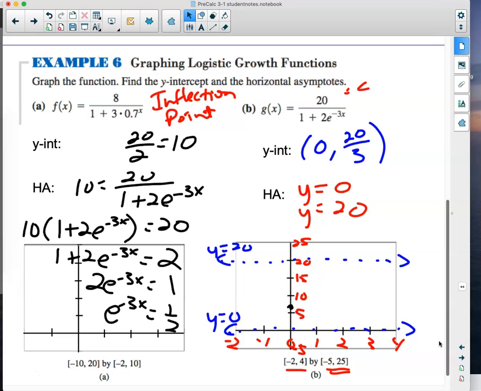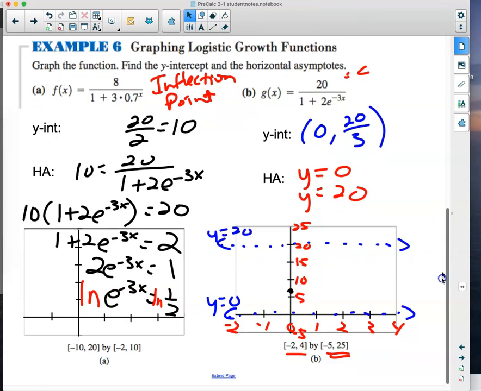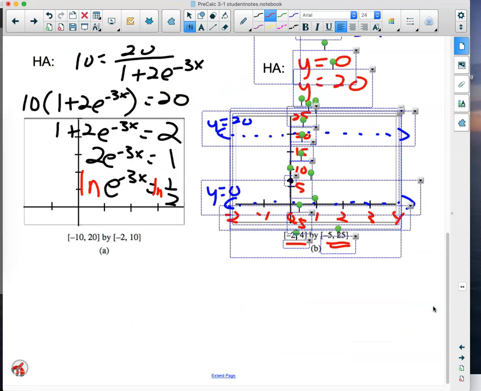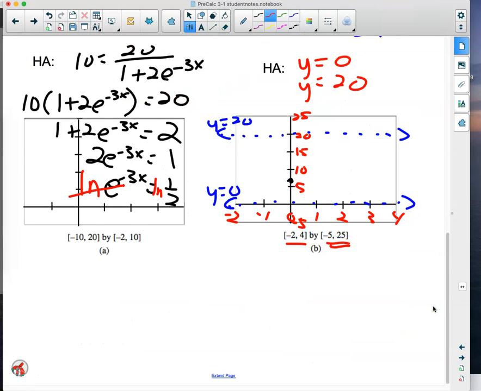We're going to have to take the logarithm base e of both sides, which is natural log, and that will give us, because these two are inverses of each other, they'll cancel out. Negative 3x equals the natural log of 1/2. And then all we have to do is finish up by dividing both sides by negative 3.